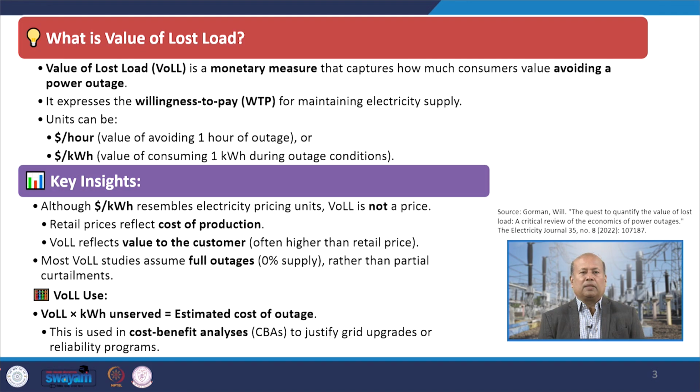Most VoLL studies assume full outages, 0% supply, rather than partial curtailments, and VoLL multiplied with kilowatt hours unserved will give me the estimated cost of outage. This is used in cost benefit analysis, that is CBA, to justify grid upgrades or reliability programs.